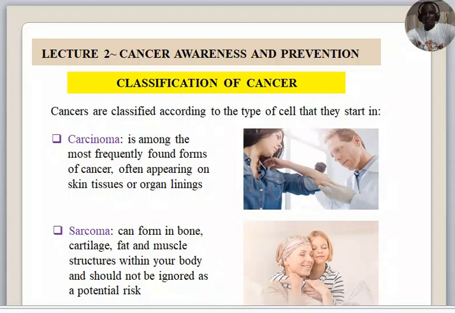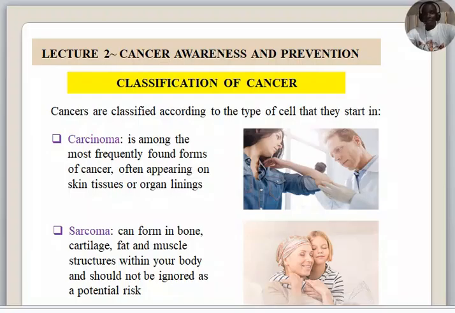Welcome back to lecture 2, where we look at classification of cancer. Cancer can be classified according to the type of cells that they originate from. Carcinoma is among the most frequently found forms of cancer. This one often appears on the skin tissues or in the organ lining.